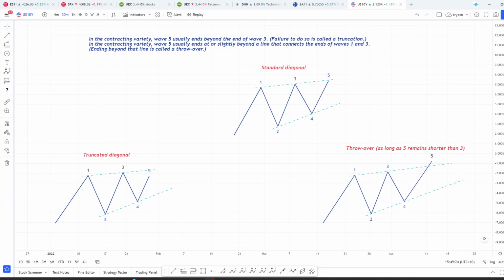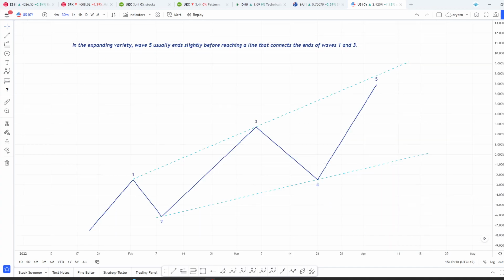And the next guideline, in the expanding variety, which once again is reasonably rare, wave 5 usually ends slightly before reaching a line that connects the ends of waves 1 and 3. Once again, something you're not going to have to deal with very often, but need to be aware of.